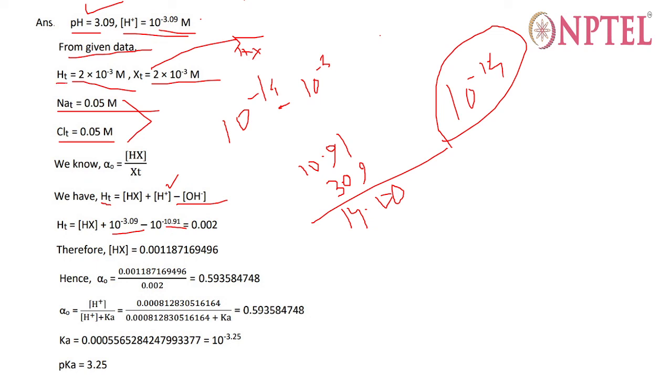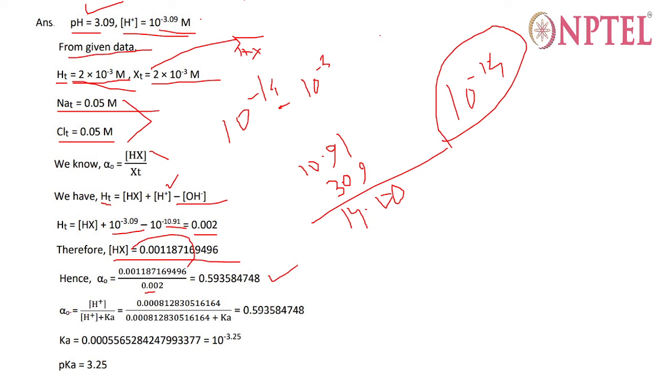that is, what is Ht, right? So Ht, we know, is 2 into 10 to the power minus 3 molar. So I am writing it as 0.02 molar, right? So you will find the Hx value, and then you just have to put the Hx value here. So alpha naught will be Hx, and I know the concentration of Xt, 2 into 10 to the power minus 3 molar. Write it down, you will find alpha naught.